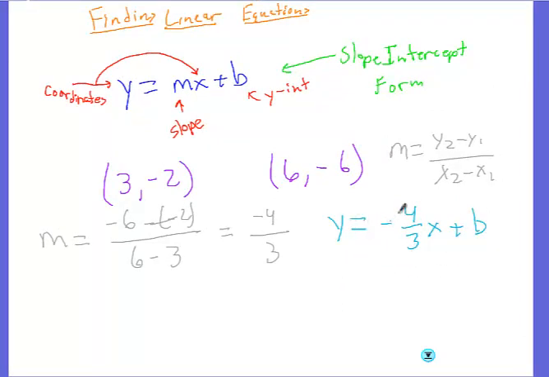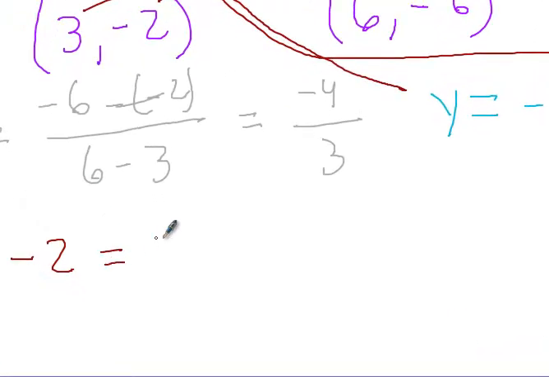So we have y equals -4/3 x plus b. We still must find our y-intercept. What I'm going to do is take the point (3, -2) and substitute it into the equation. So when I rewrite it, I get -2 equals -4/3 times 3 plus b.